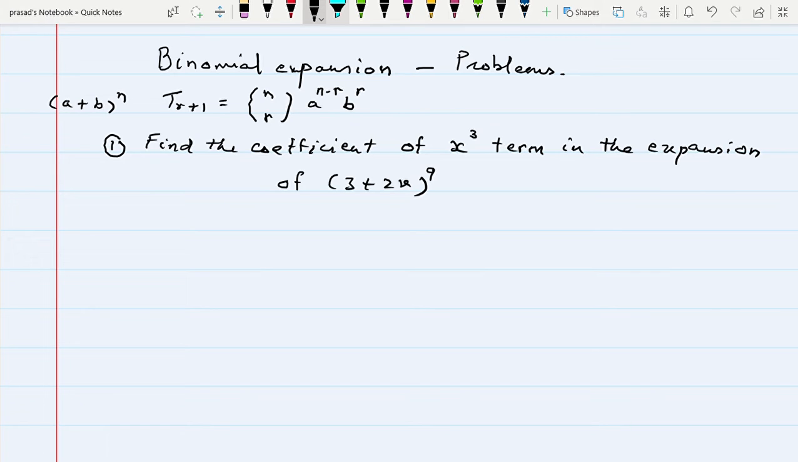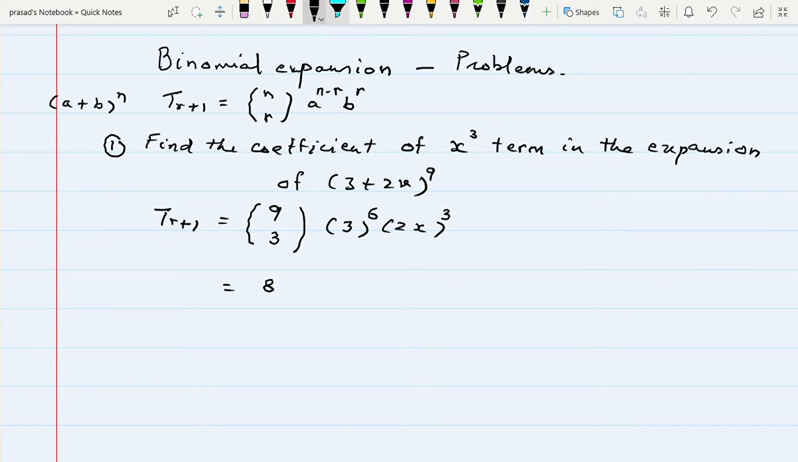Now, I will write the r plus 1 term for this expansion. In one bracket 3, another bracket 2x. Now, n is 9 here. Keep in mind that the first term a is a constant and I want the x cube term. So I will take the power of 3 on 2x. Total power is 9, so the remaining power 6 will come on 3. And since 2x is raised to power 3, this will be 9C3. So let us solve this.